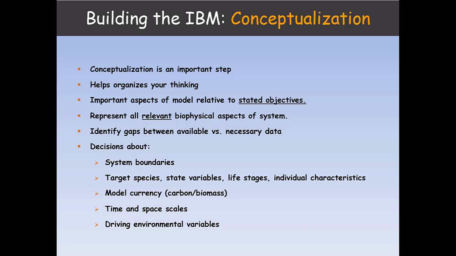What is your target species? What are the key variables that are going to be in the model? Which life stages are you going to do? Often, as our individual gets older, it gets more complex movement behaviors, which maybe are too difficult for you to represent with this kind of model, for example. Or maybe we're only interested in the very early life stages of an individual species, for example. What is your model currency going to be? So often we'll track carbon or biomass, but maybe you're also tracking age or size of your individuals. What is your time and space scale going to be? And what are the important environmental variables that drive your individuals?